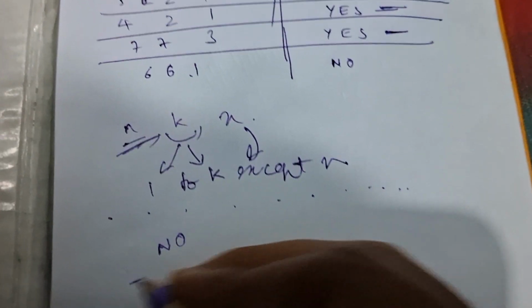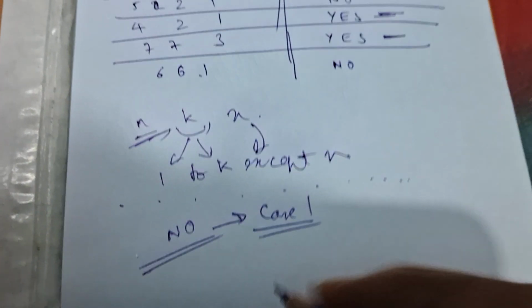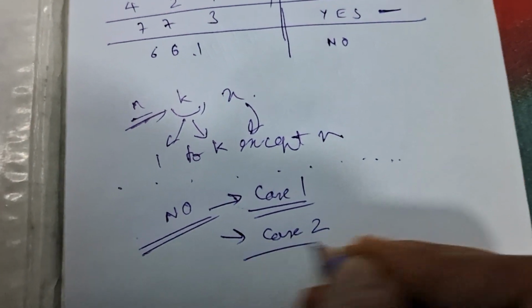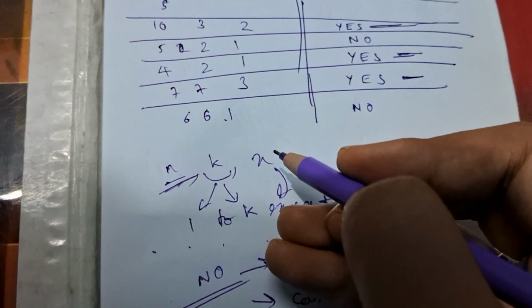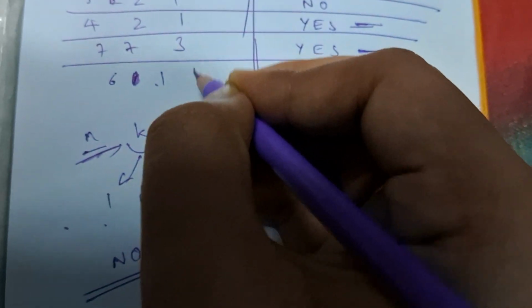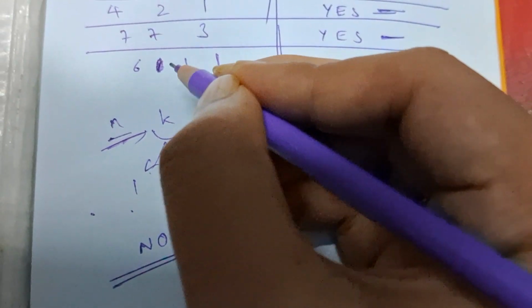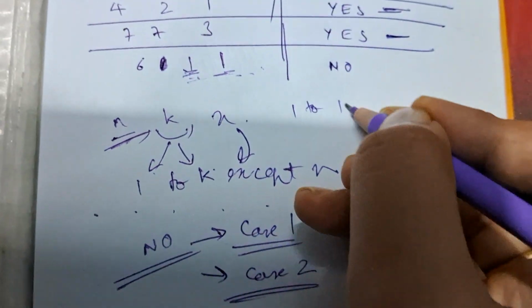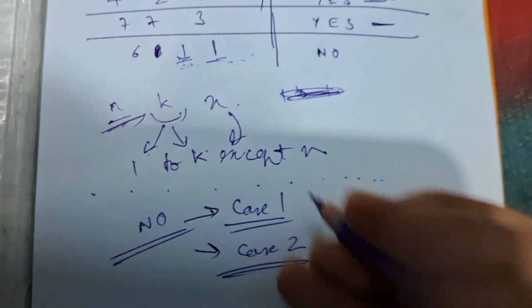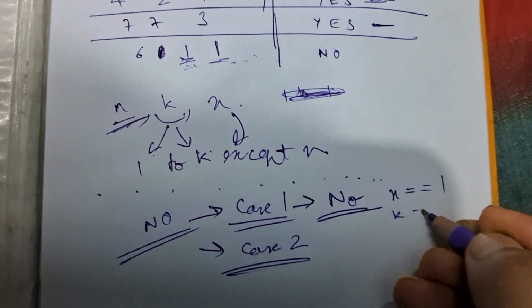and yes. For no, in the whole scope of test cases, there are only two cases when the answer will be no. Number one case is when both are equal to 1. So I think I made a mistake, it will be 611. So in this case, if both are equal to 1, we have to use all the numbers from 1 to k, that is from 1 to 1, except 1. We are left with no option. We can't use any number, right? So in that case, there will be a no. That is, x is equal to 1 and k is equal to 1.